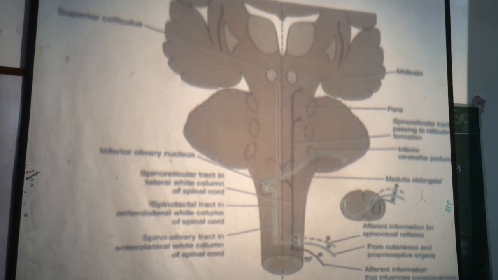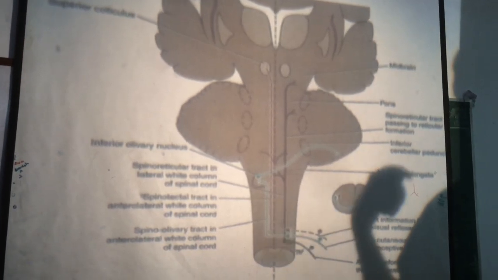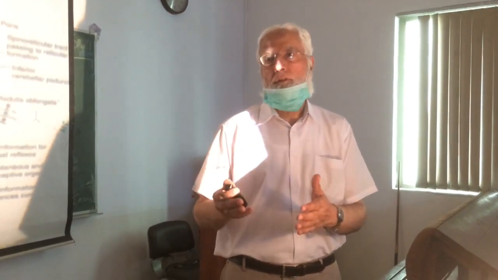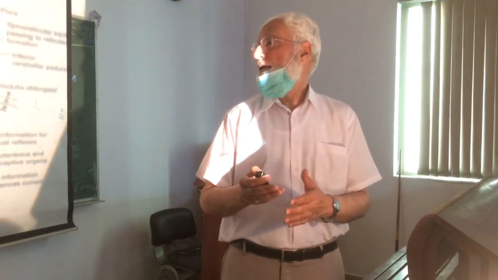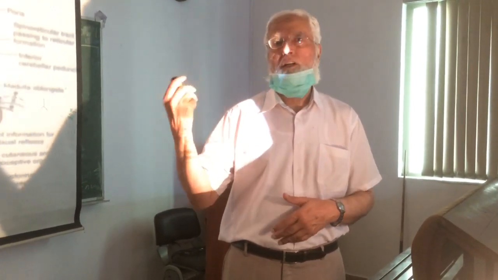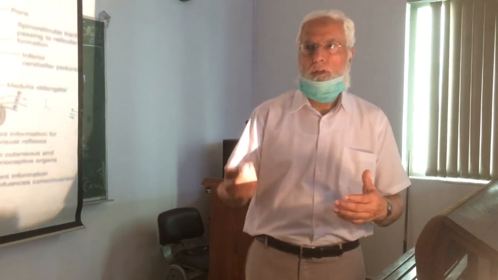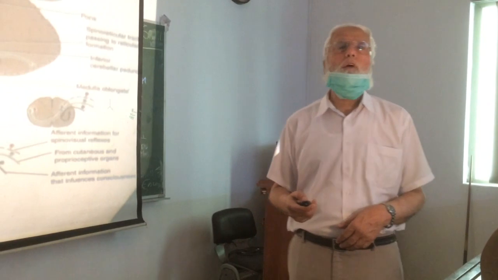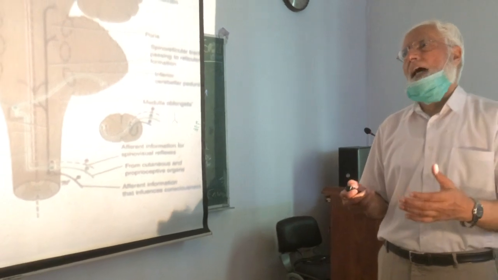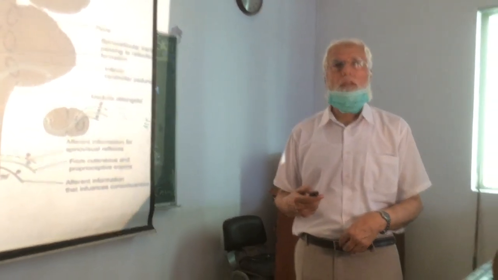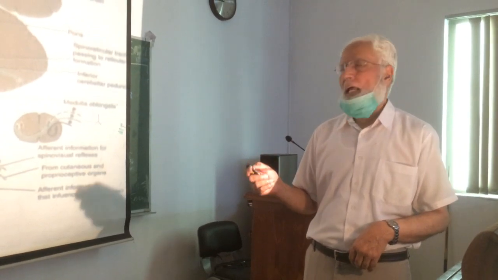Say I am standing and someone touches me on the back. My head and eyes will turn back reflexively. This is the spino-visual reflex. In this reflex, in the turning of the head and eyes towards the source of stimulation, the role is played by the spinotectal tract.